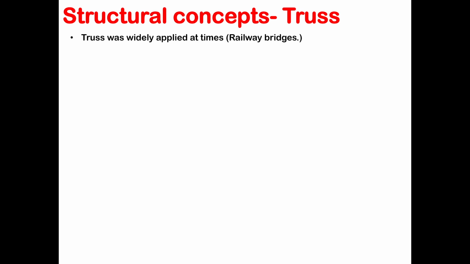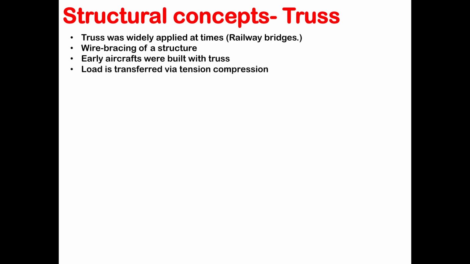Truss was actually the most widely applied structure in the earliest parts of aircraft design, and in some other industries, it is still the most widely applied structural concept, like the railway bridges, right? But nowadays, truss is being used less and less in aircraft designs, and it's being replaced by other types of structural concepts. Essentially, a truss is a very simple wire bracing of a structure. Early aircraft were built with trusses, as mentioned. Load is transferred via tension or compression.